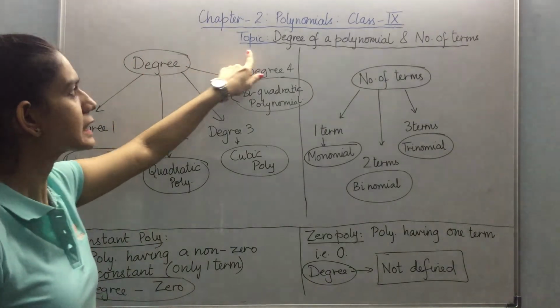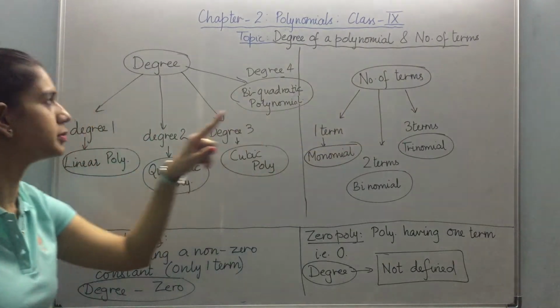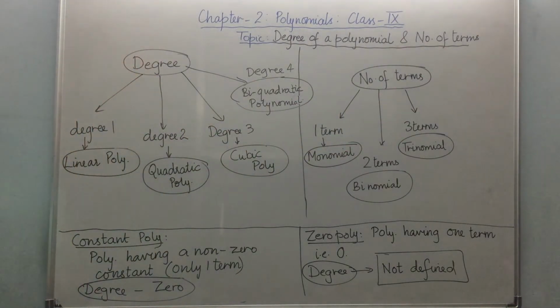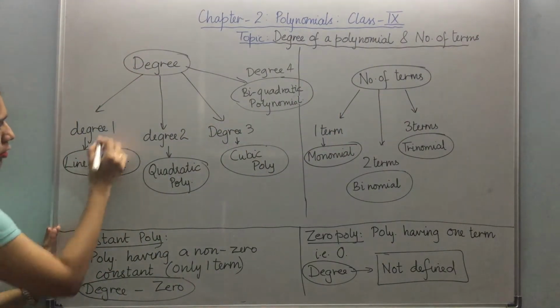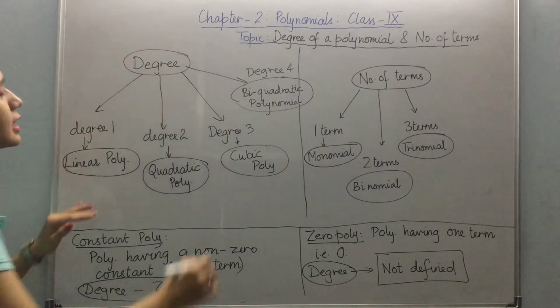Topic of the day is degree of a polynomial and number of terms. Now, what is a degree of a polynomial? Polynomials are raised to some exponential powers which are called degrees of a polynomial.